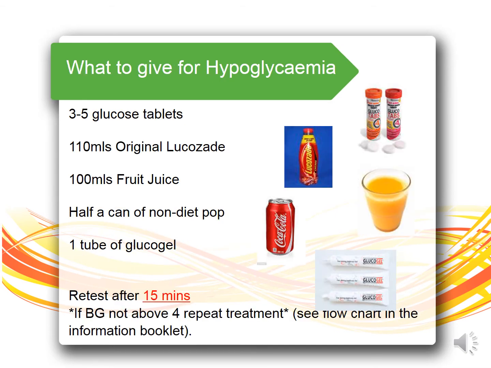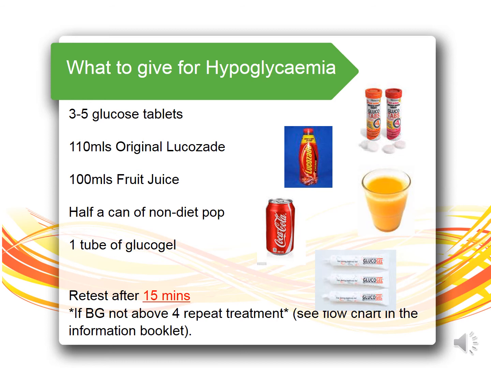The treatment for hypoglycemia can be a selection of anything that contains fast-acting sugar. Here are some suggestions. 3 to 5 glucose tablets, 110 ml of original Lucozade, 100 ml of fruit juice, half a can of diet pop, or a tube of glucogel, which you can see here at the bottom right hand corner. The child will have a preference, and it will be noted in their care plan. They should keep a stock within school and also carry supplies on them.